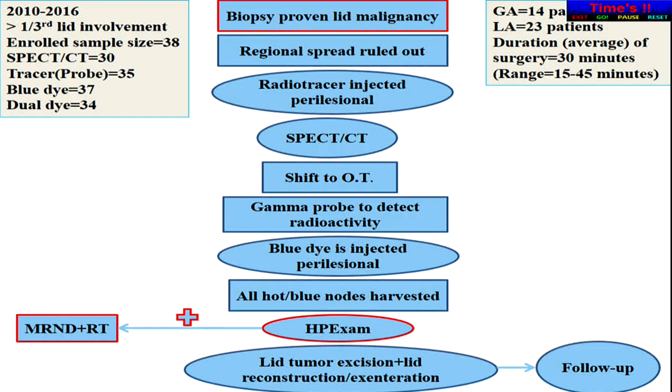Once the SPECT CT was done, the patient was shifted to OT on the same day, and using the gamma probe, we looked for the radioactivity. Where we see the highest, we give the cut, and we take out all the hot and the blue lymph nodes. Send for histopathology. If it is positive, go ahead with modified radical neck dissection with radiotherapy. That completes your treatment. So in a way, we are timely treating these patients, and then we go ahead with the removal of the lid tumor. Whether we can excise or exenterate depends on the stage of the tumor.